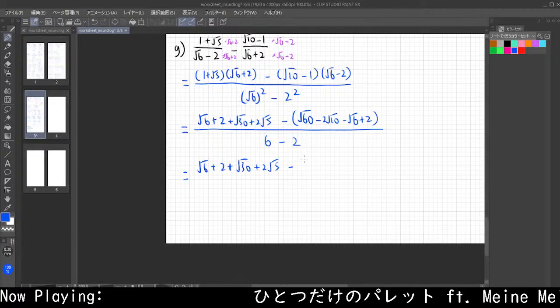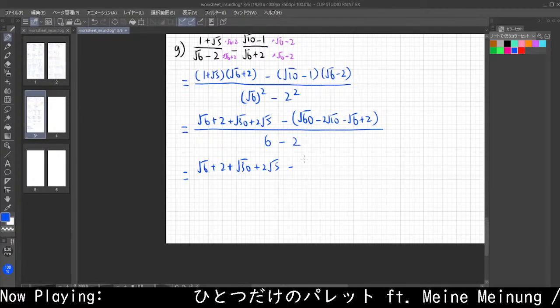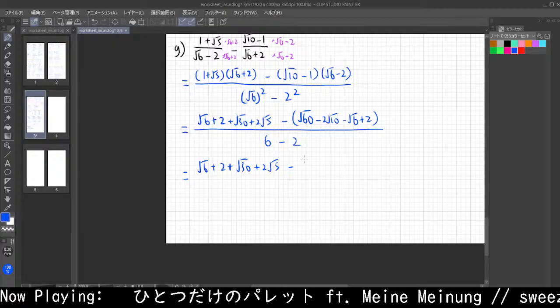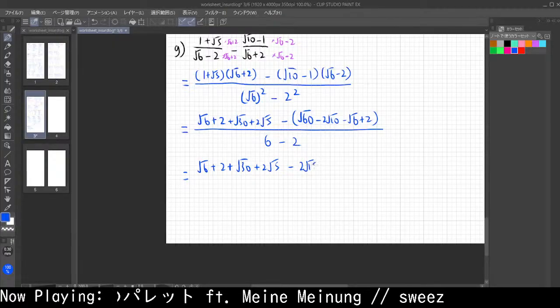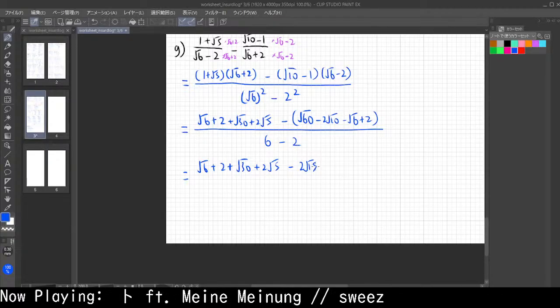So 60 is 6 times 10, but it is also 4 times 6. 4 becomes 2 square, bring up becomes 2.